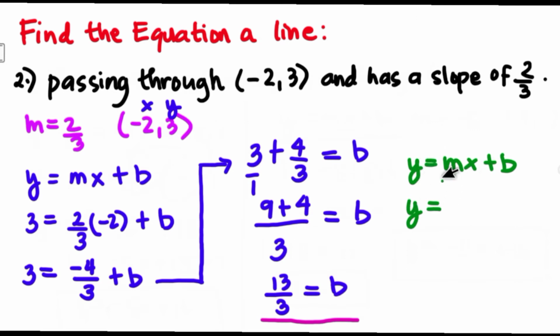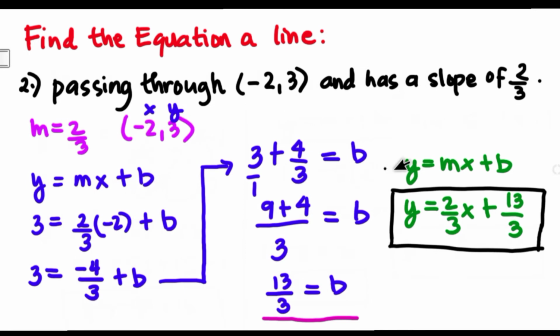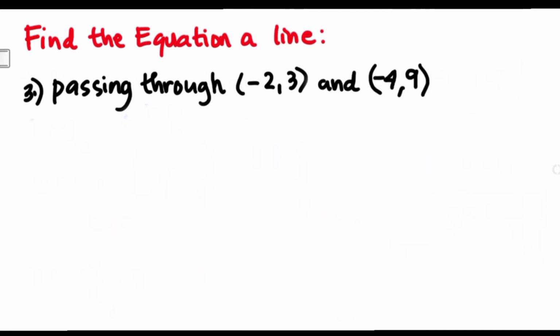So, y is equal to m is 2/3. So, 2/3 x plus, ang b po or yung y-intercept is 13 over 3. So, yung equation of the line po dito is y is equal to 2/3 x plus 13 over 3. So using y is equal to mx plus b, ito po yung nabuo nating equation ng line. Y is equal to 2/3 x plus 13 over 3. So, let's have number 3 example.